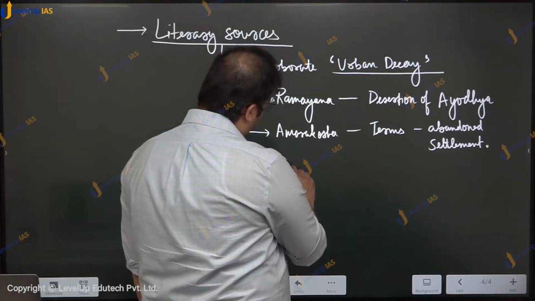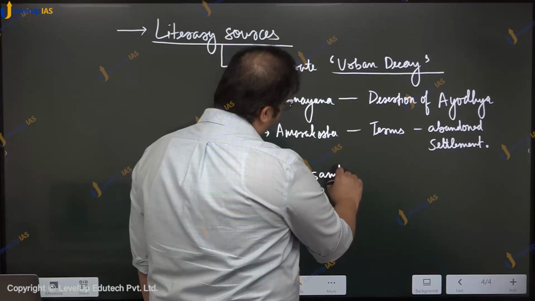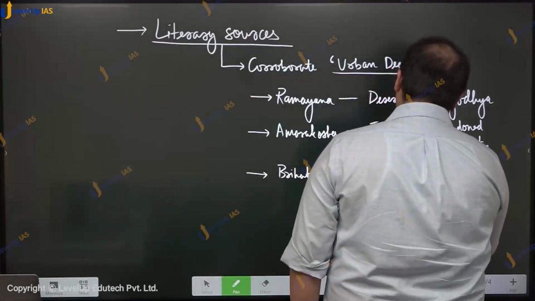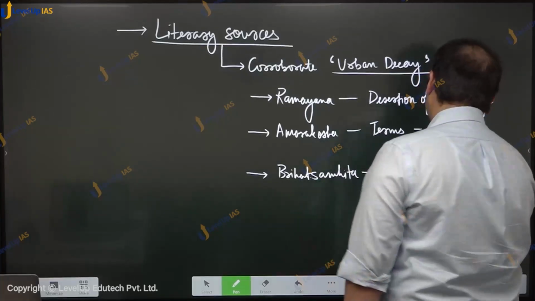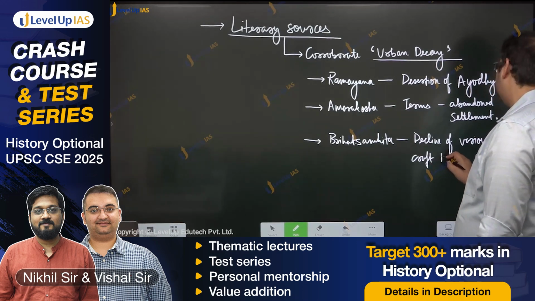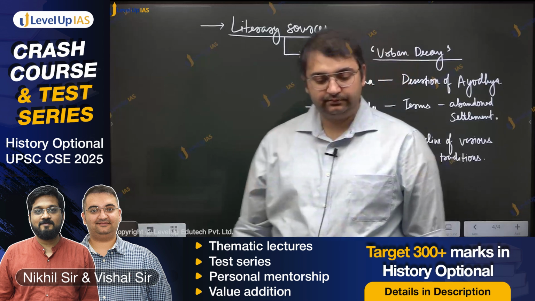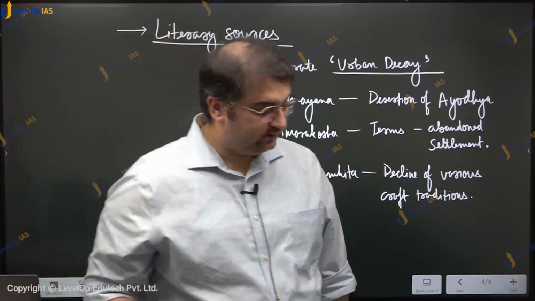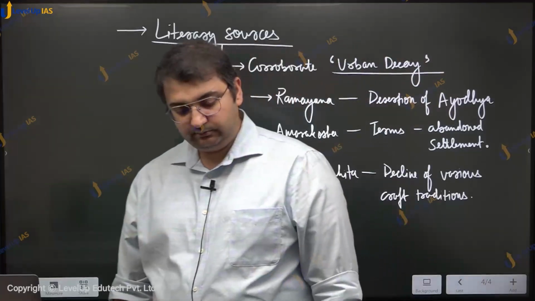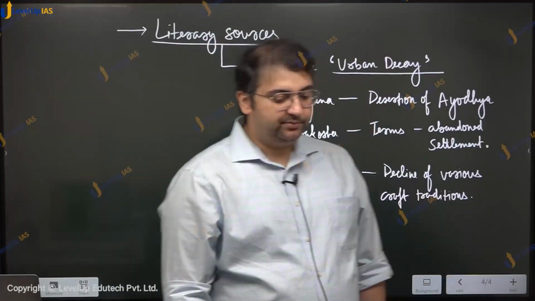The Brihad Samhita also mentions the decline of various craft traditions such as carpentry, pottery, and blacksmithing. Full stop. Next subpoint.